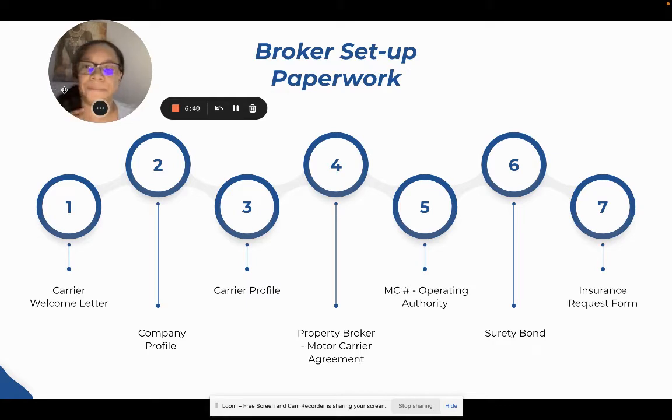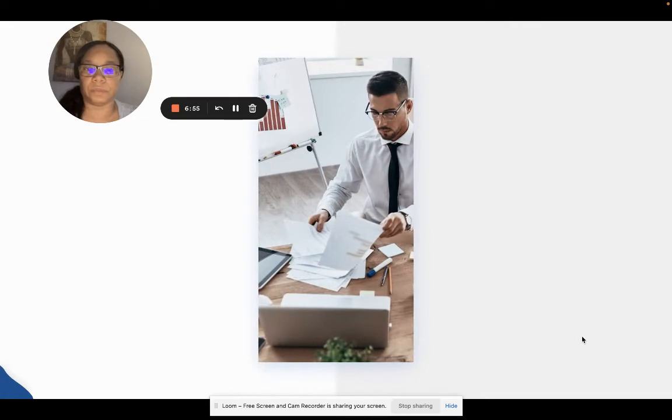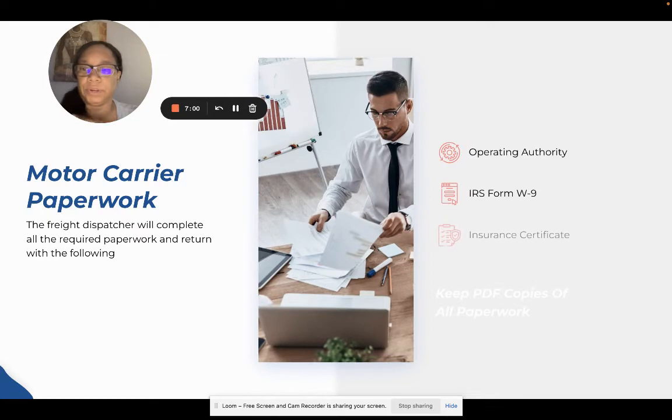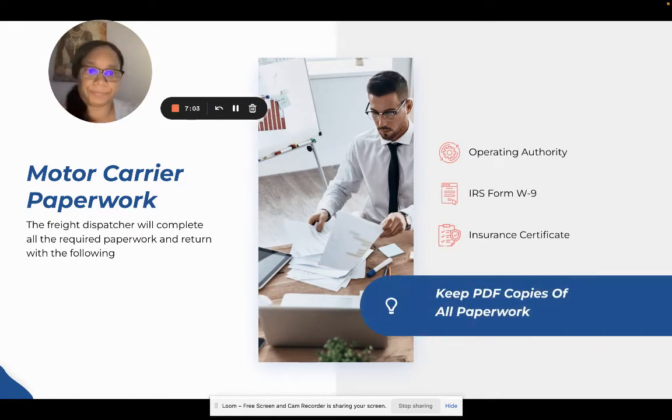These are like legal things that they need to keep your driver's information with their files, because they have a file on your driver as well. You have a file for your driver, and they have a file for your driver. See, this is just all the paperwork. This is motor carrier paperwork, meaning your driver. This is the stuff that you want back from your carrier: his operating authority. You need a W-9 form, his insurance certificate, and you keep all this stuff.